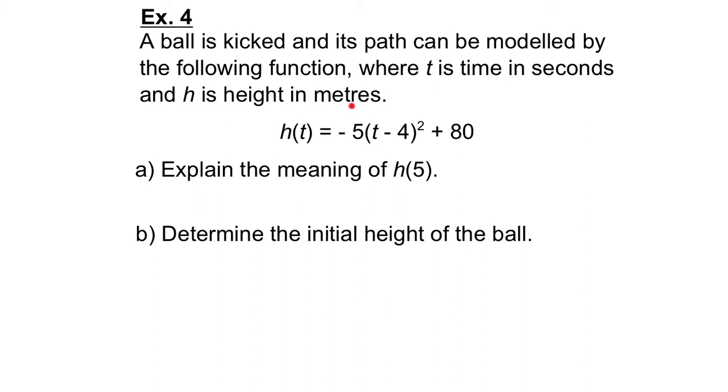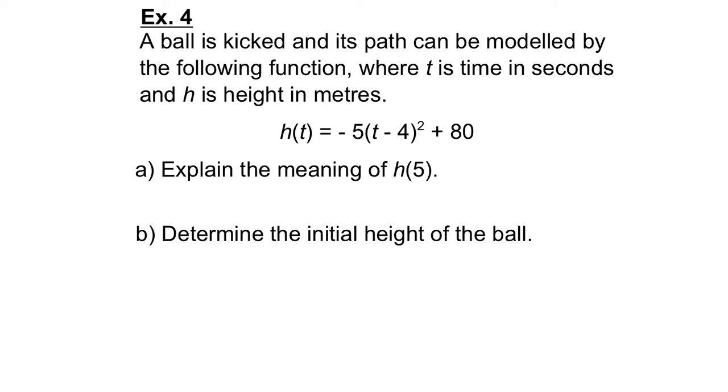Okay, so stop right there. We have an equation that represents the height of the ball in relation to its time after it was kicked. Picture a ball being kicked. It's on the ground. You kick it. What's going to happen to its height? Well, it's going to go up and then it's going to go down again. So as time progresses, we would expect the graph of the height to go up and then back down.